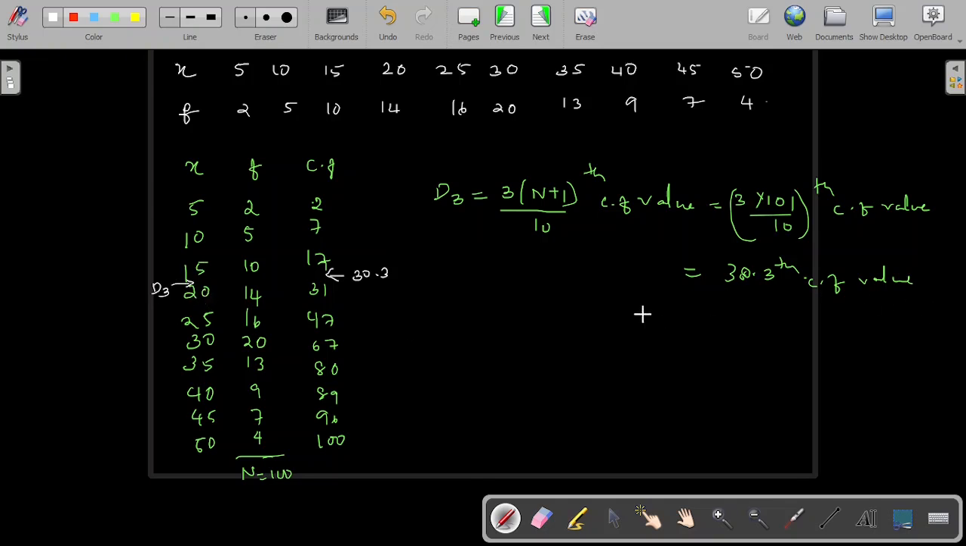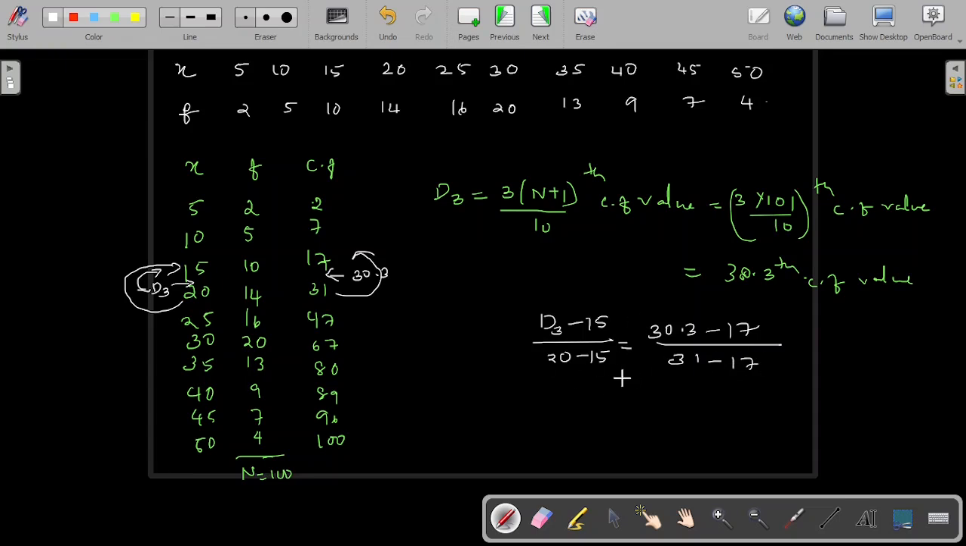So the method to calculate now: for D3, simple interpolation you have to use. D3 minus 15 divided by the next data value, which is 20, minus 15, is equal to, in the same way, 30.3 minus 17, this cumulative frequency value, divided by 31 minus 17. You have to simplify this expression. So that gives you D3 equal to 15 plus 5 into 13.3 divided by 14.